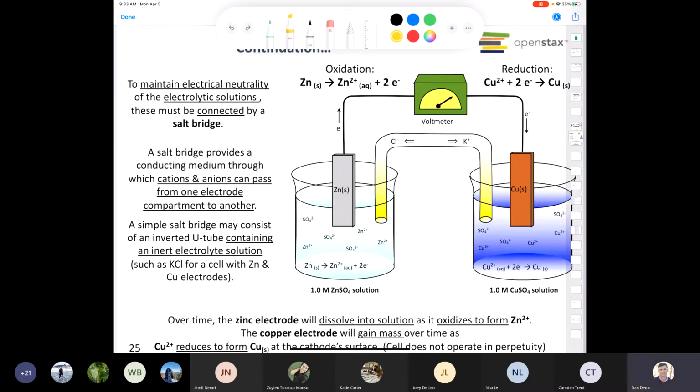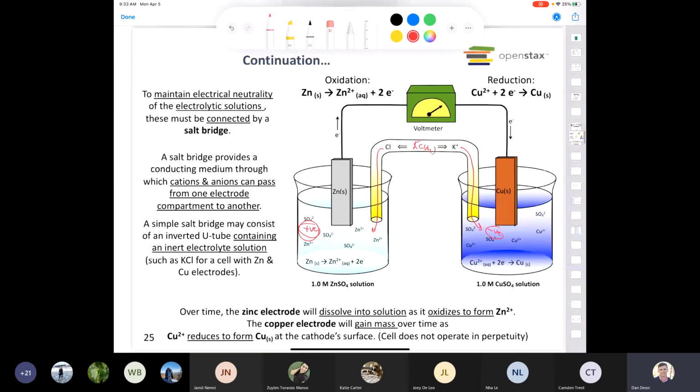And so on this side over here, I told you that we would have a buildup of positive charges. If we have potassium chloride in here, an aqueous solution, the chloride ions are going to migrate in this direction to balance out the positive charge, and the potassium ions are going to migrate in this direction to balance out the negative charge.